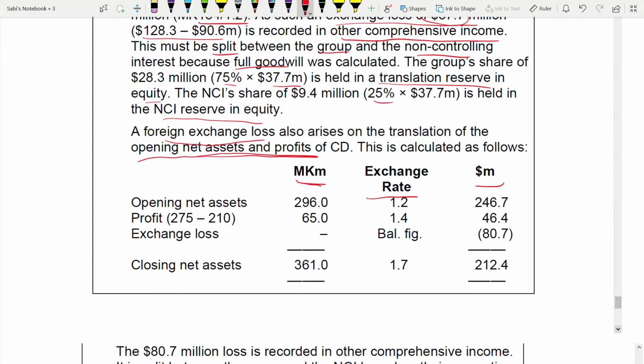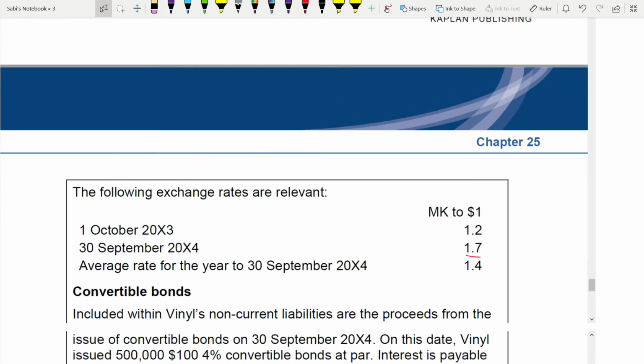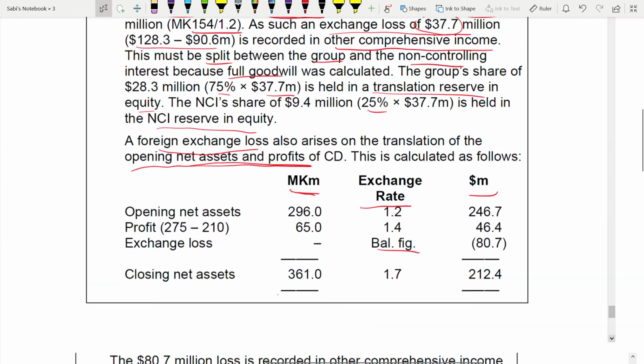Now, start with opening net asset, then profit. Then keep one line for the balancing figure. Keep one space because we don't know whether it is a gain or loss. And then you can just find the closing net asset. So step by step, we'll follow this. Opening net asset, 290. How do you get the opening net asset? You can go up and see from here also.